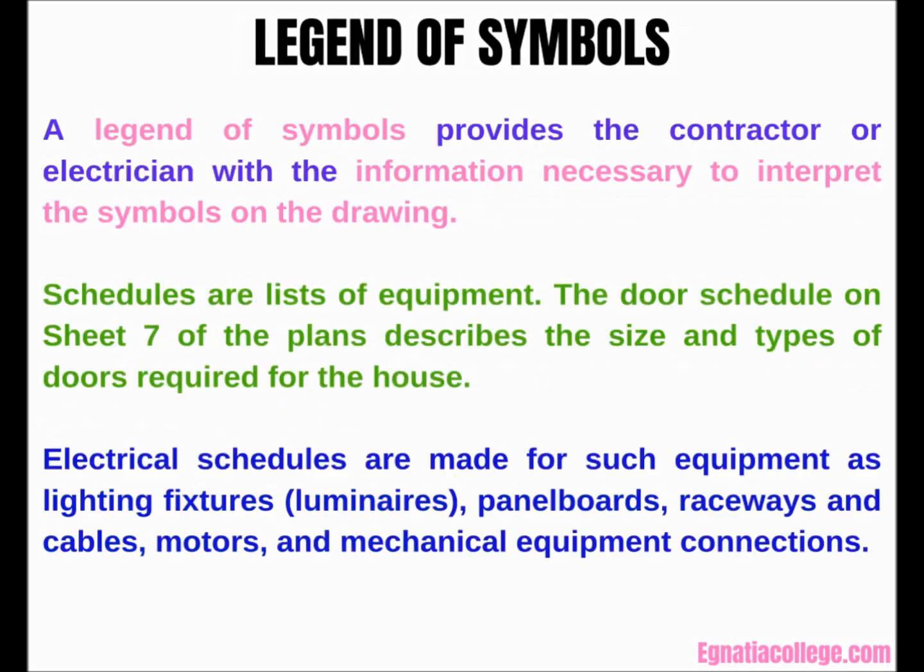Legend of symbols. Schedules are lists of equipment. The door schedule on Sheet 7 of the plans describes the size and types of doors required for the house. Electrical schedules are made for such equipment as lighting fixtures, luminaires, panel boards, raceways and cables, motors, and mechanical equipment connections.